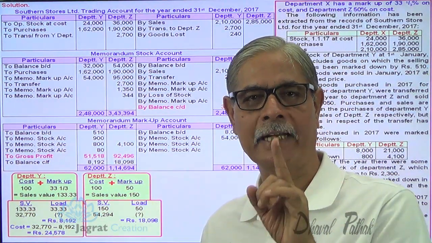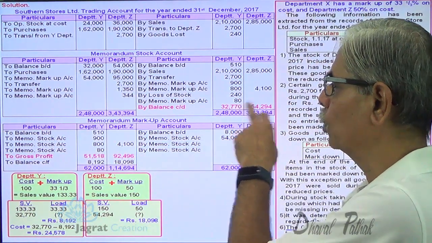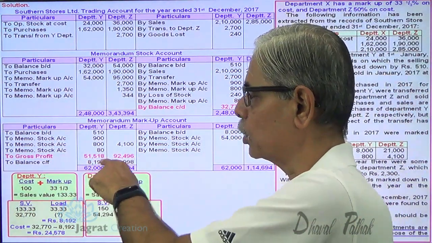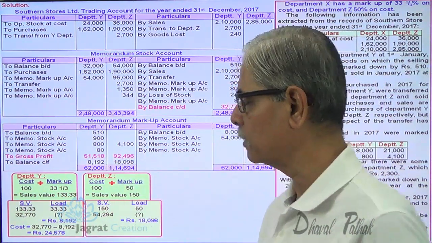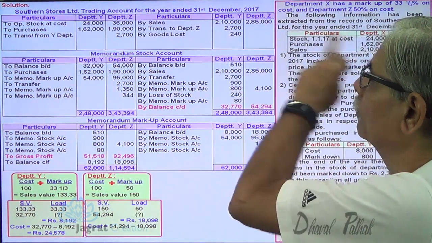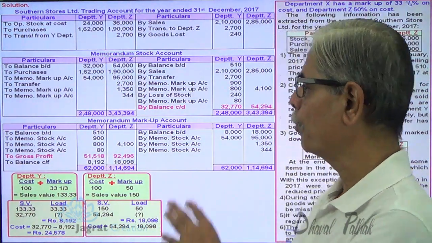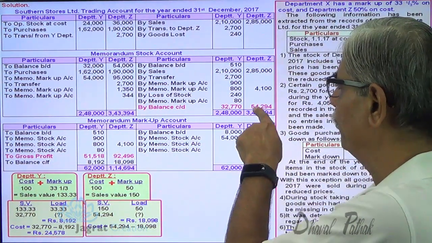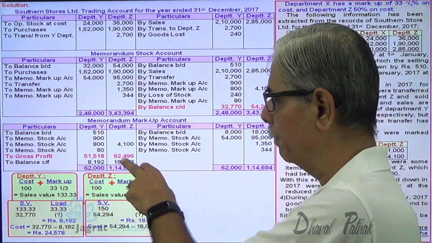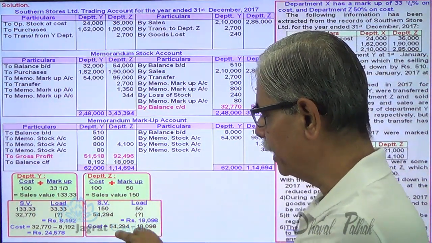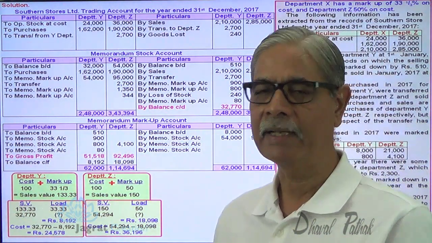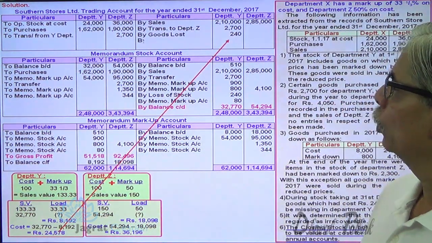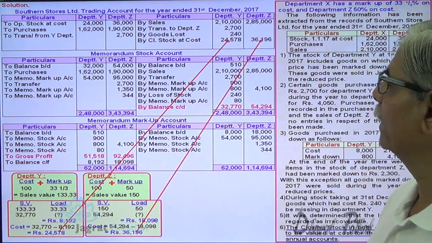Valuation of closing stock at cost. This is the valuation of closing stock at markup price. This is the stock reserve created against it. So markup value minus stock reserve is equal to cost. And that cost I would like to record to the credit side of my trading account. Same way for Department Z, 54,294 minus 18,098. You will get the cost of stock 36,196. So this closing stock at cost is recorded in this trading account.